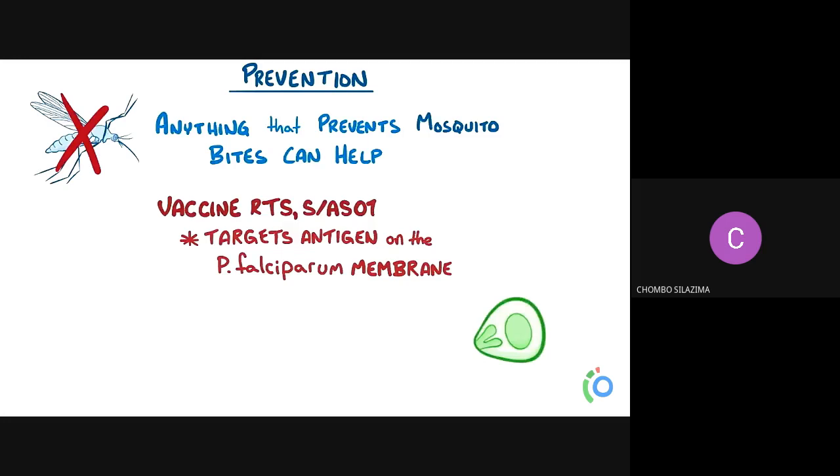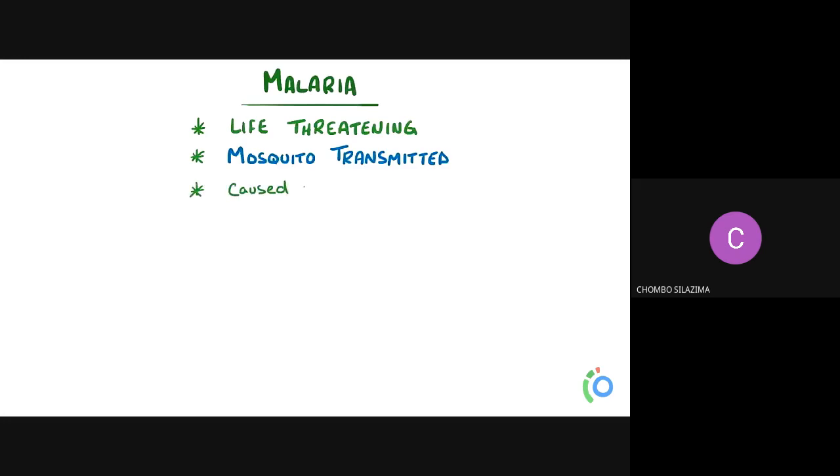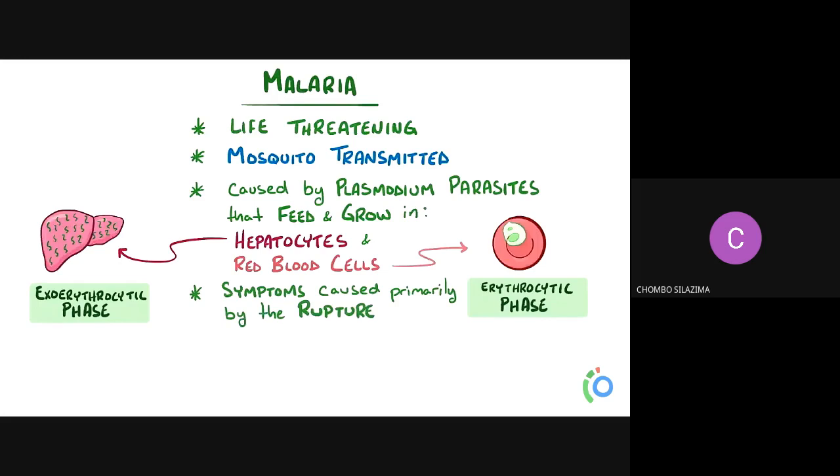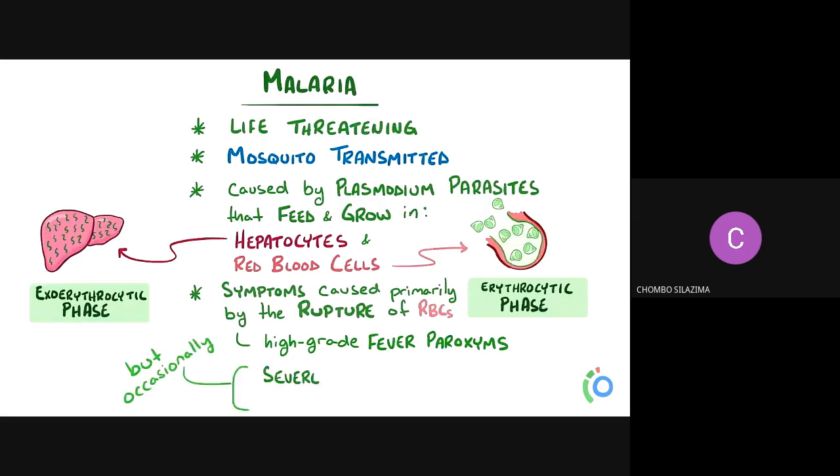All right, as a quick recap, malaria is a life-threatening mosquito-transmitted infection caused by Plasmodium parasites, in which the Plasmodium feeds and grows inside hepatocytes and red blood cells. Symptoms are primarily caused by the rupture of red blood cells, that usually result in high-grade fever paroxysms that improve over time, but can occasionally cause severe complications and death.